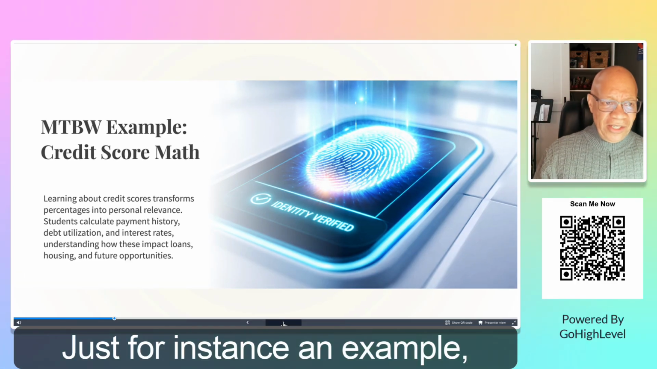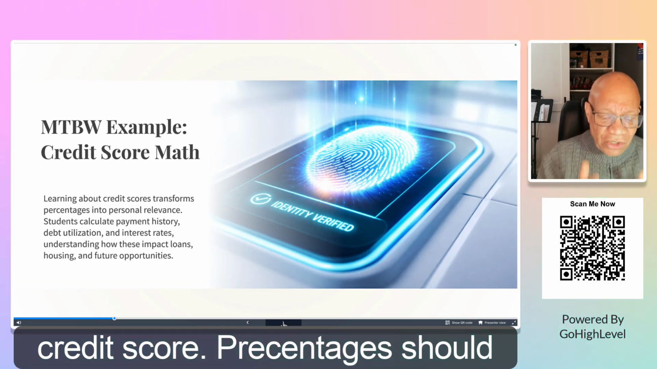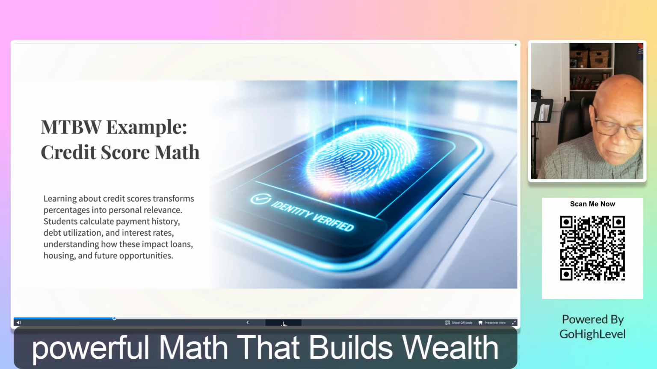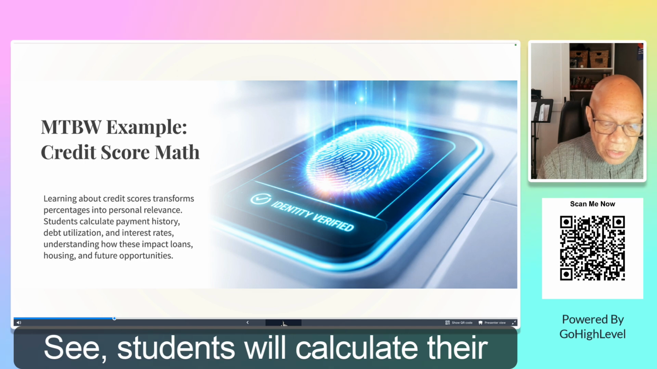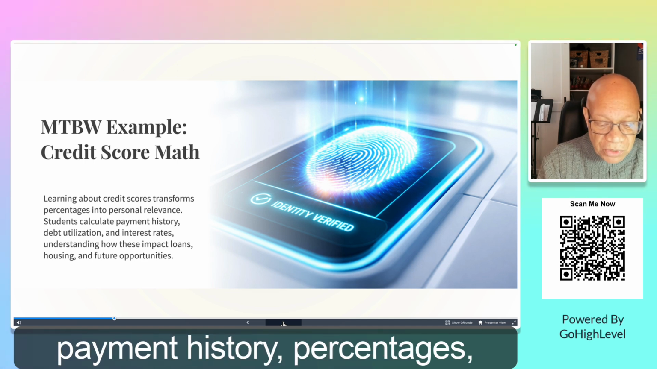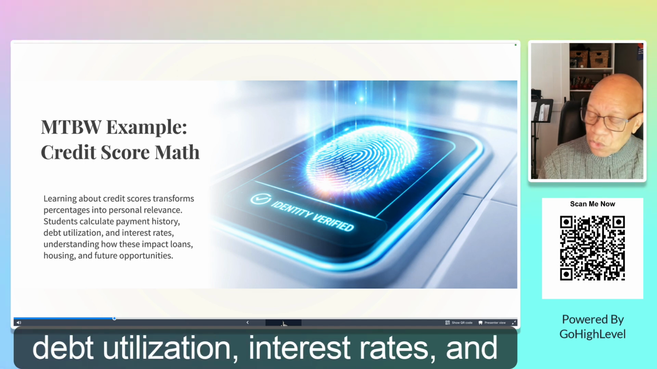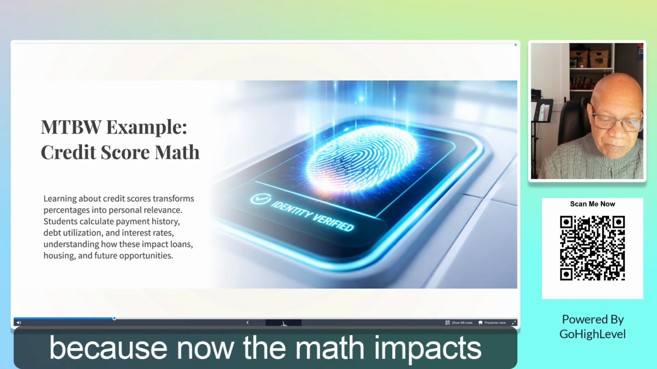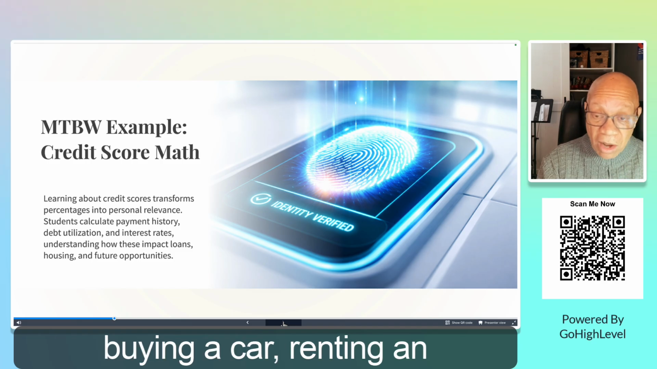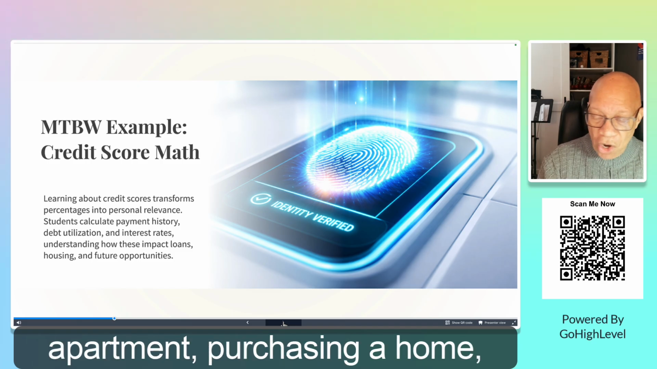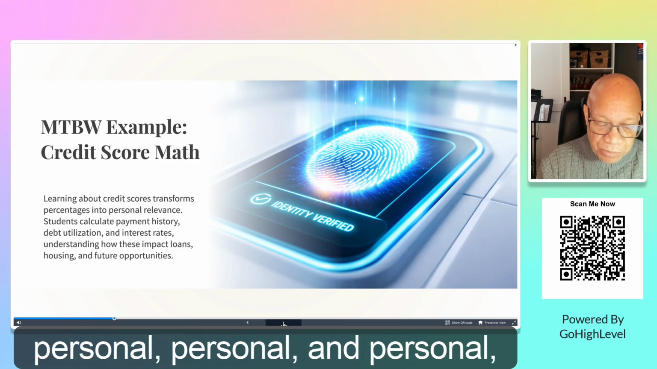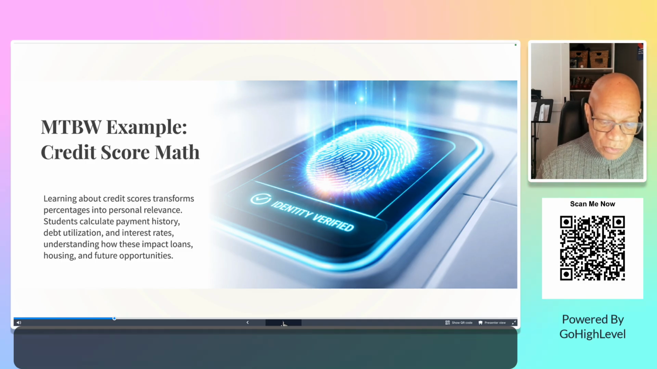Just for instance, an example: credit score. Percentages should become personal. One powerful Math That Builds Wealth lesson involves credit scores. Students will calculate their payment history percentages, debt utilization, interest rates, and borrowing costs over time. Suddenly, percentages matter because now the math impacts buying a car, renting an apartment, purchasing a home, insurance rates, their future opportunities. The math becomes personal, and personal relevance changes engagement.